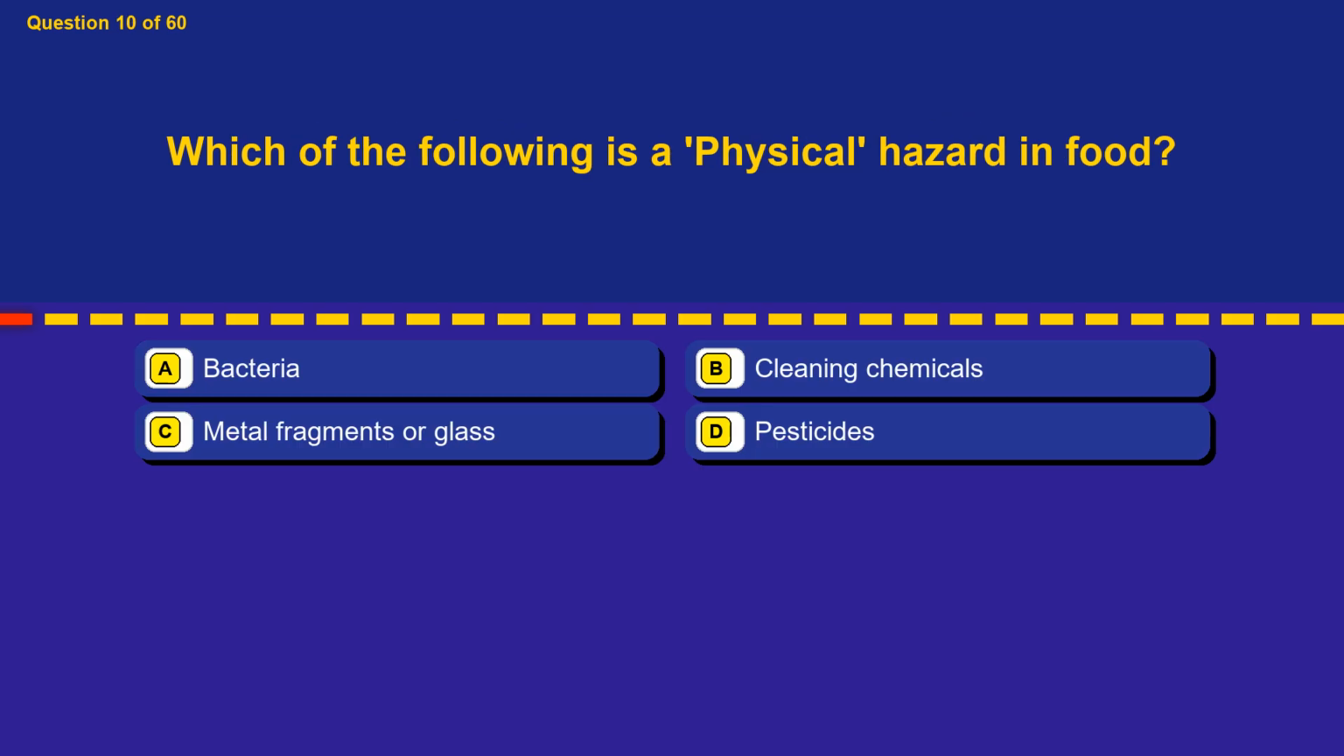Question 10. Which of the following is a physical hazard in food? Option A, bacteria. Option B, cleaning chemicals. Option C, metal fragments or glass. Option D, pesticides.